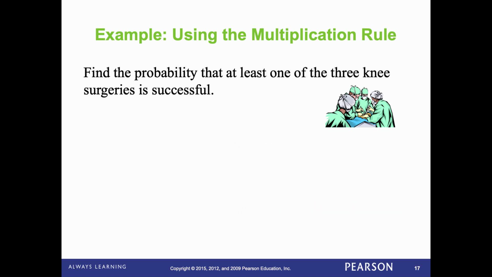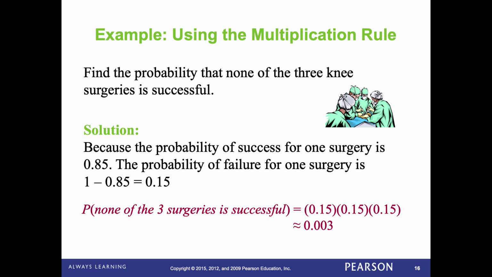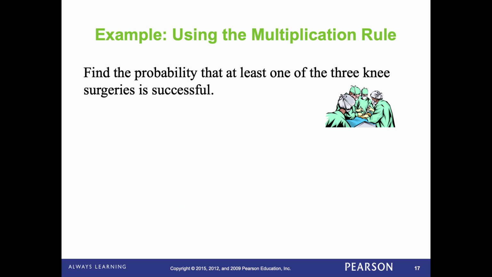Now, let's find the probability of at least one of the 3 knee surgeries being successful. So what's the probability of none of them being? It's 0.003. Then the complement would be at least 1.